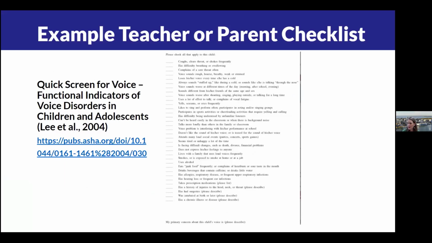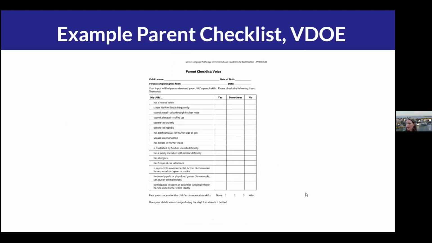This is one example, and this is from an ASHA publication from 2004, so it's older. This is one example of a checklist that has been used in some districts that can be used as a parent or teacher checklist. But some of the things that they look at are complaining of a sore throat, differences in how the voice sounds, how they're using their voice. This is the Virginia Department of Education's checklist. So I'm giving these as examples, not saying that this is necessarily what you're going to use, but these are examples of ones that have been used.